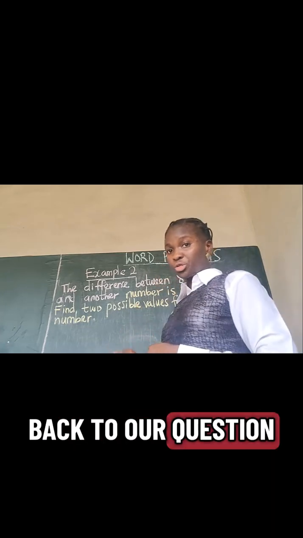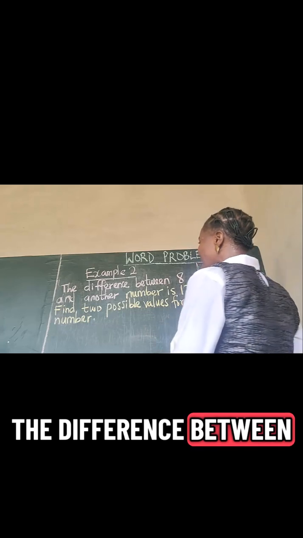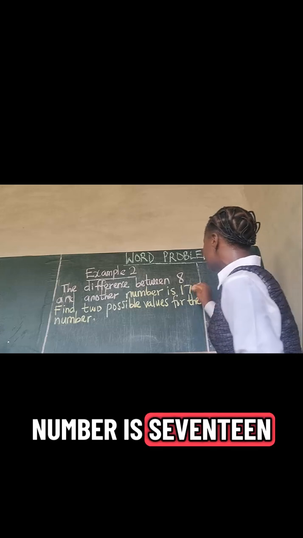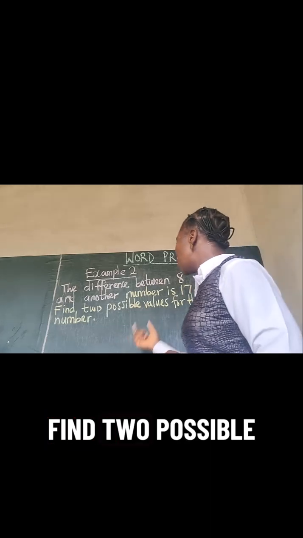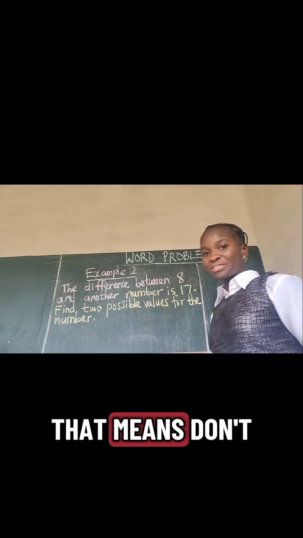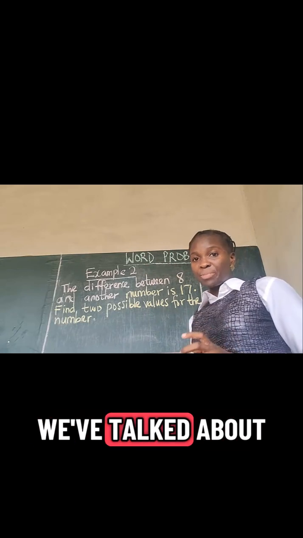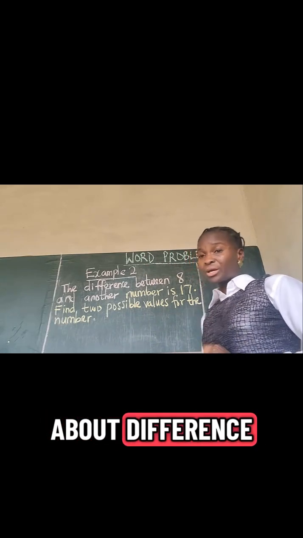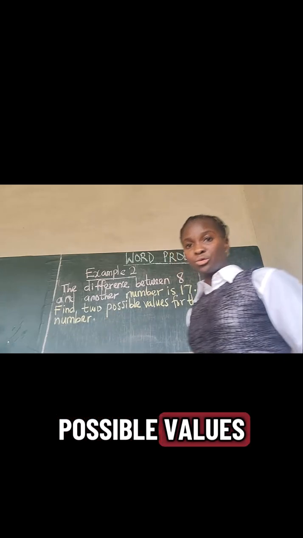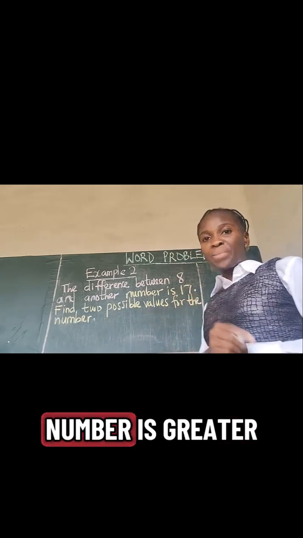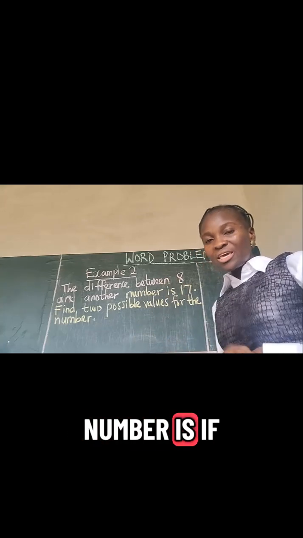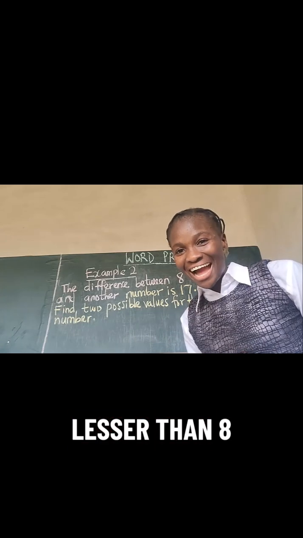So let's go back to our question. The difference between 8 and another number is 17. Find two possible values for the number. Don't forget, we've just talked about difference. That means there are two scenarios, and that's why we have two possible values. The first one is if the number is greater than 8, and the other is if the number is lesser than 8.